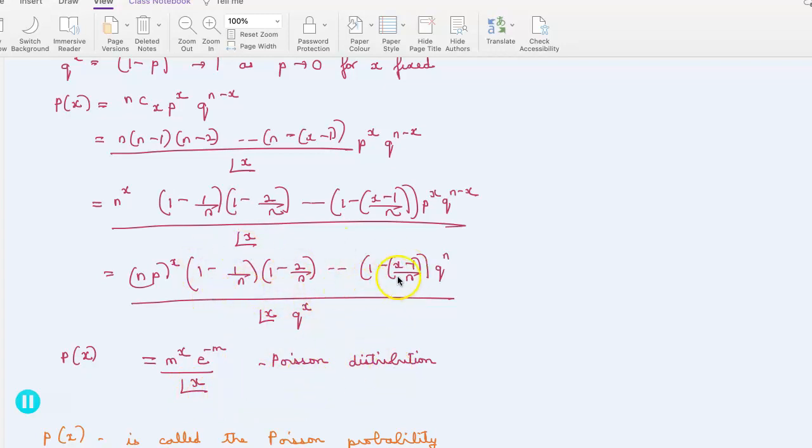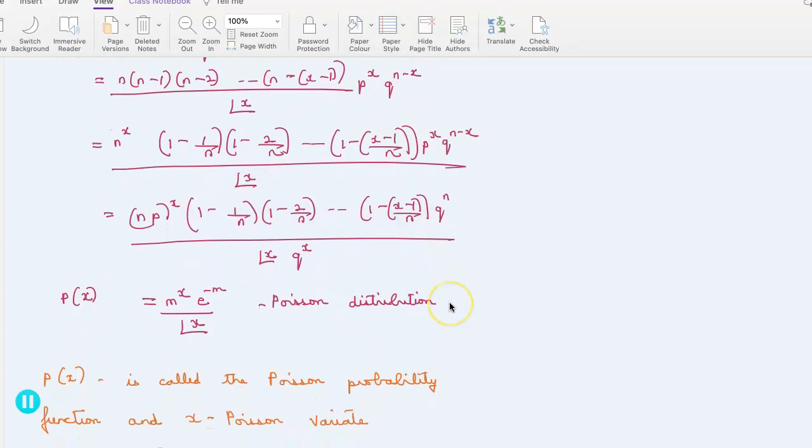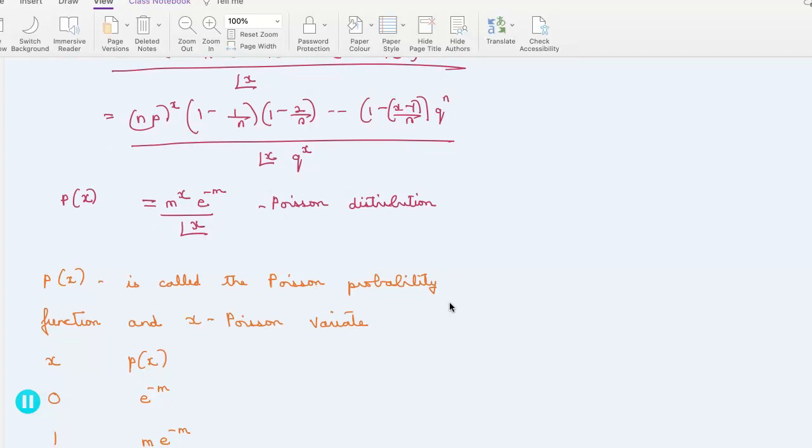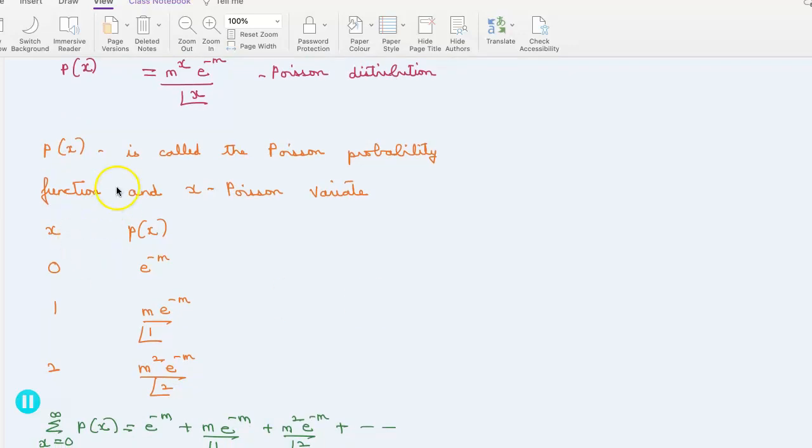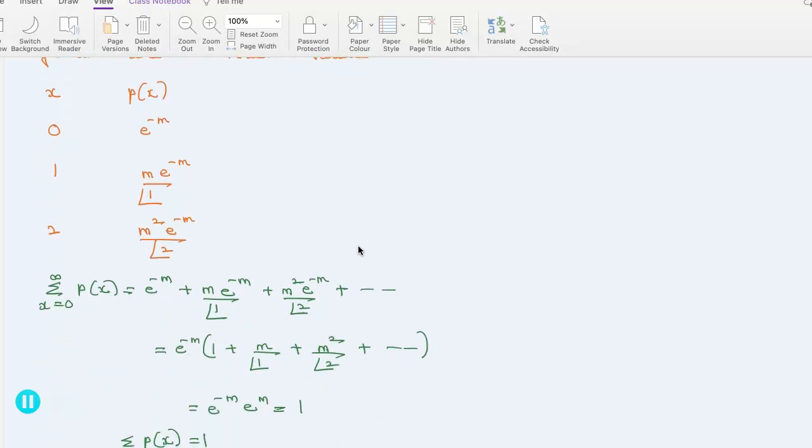All these terms tend to 1 as n tends to infinity. So px is called the Poisson distribution function and x is the Poisson variate. So we have values here: for x equal to 0, px is e raised to minus m. If I put x equal to 1, p1 becomes m e raised to minus m by 1 factorial. If I put x equal to 2, it becomes m squared e raised to minus m by 2 factorial. So summation x taking value 0 to infinity px becomes e raised to minus m plus m e raised to minus m by 1 factorial plus m squared e raised to minus m by 2 factorial.